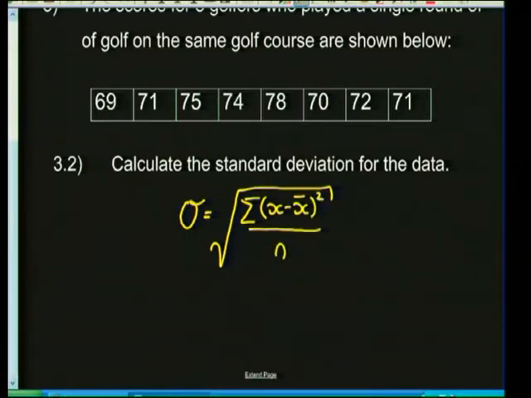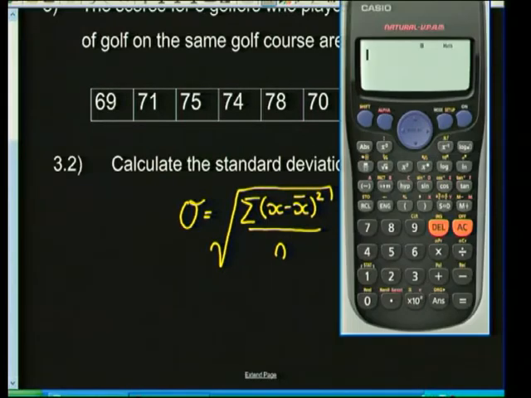Okay, that's our formula that we use for standard deviation. However, it is much quicker to put it into your calculators. So we'll take out our calculator and let's type it in. Remember, we start with mode, 2 for stat, and number 1.